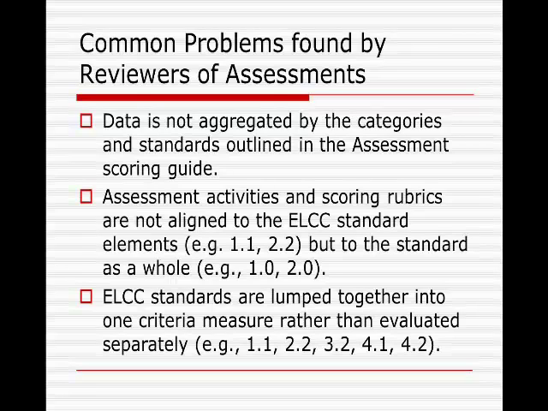Another common problem is lumping standards together, where one activity will list a whole bunch of standards, and they'll just list them. And then when they get to the scoring rubric, they'll just list portfolio, ELCC 1.1, 1.2, 1.3, 1.4, 2.2, 3.4, and they'll just lump them all as one measurement. And then the evaluative criteria are they did it really well or they didn't do it really well. And it's just very vague, very vague. So that's a standard problem.